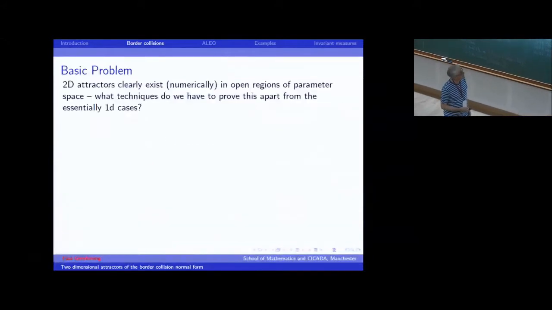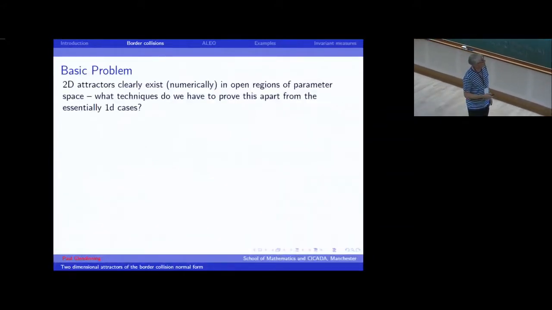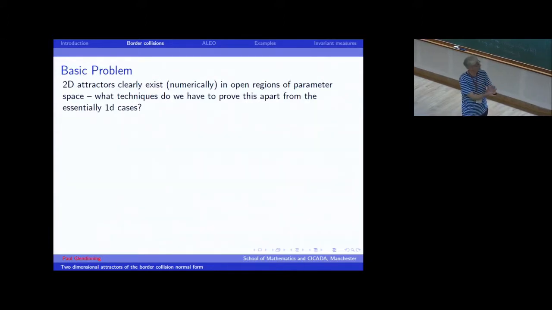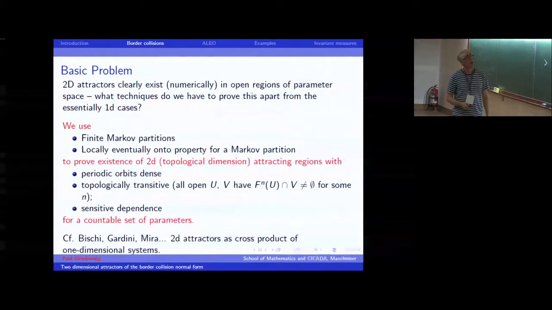How does that simplify things? So the basic problem: two-dimensional attractors clearly exist in open regions of parameter space, but what techniques do we have to prove them, apart from what Laura Gardini and people had done, where it was essentially make it one-dimensional, a cross product of one-dimensional maps? So the idea is Markov partitions, and locally eventually onto, remember that was one of the expansion type properties.